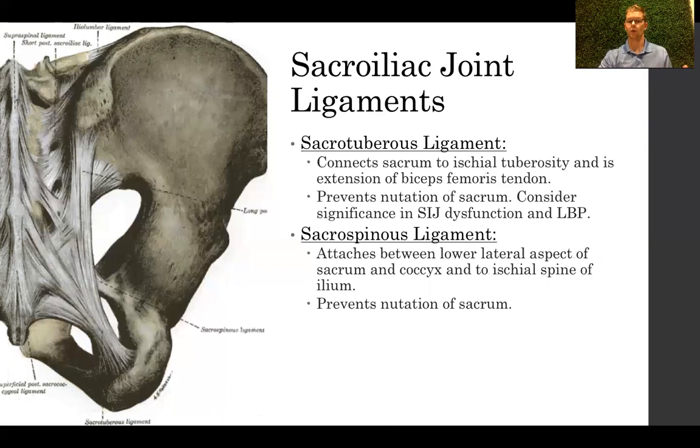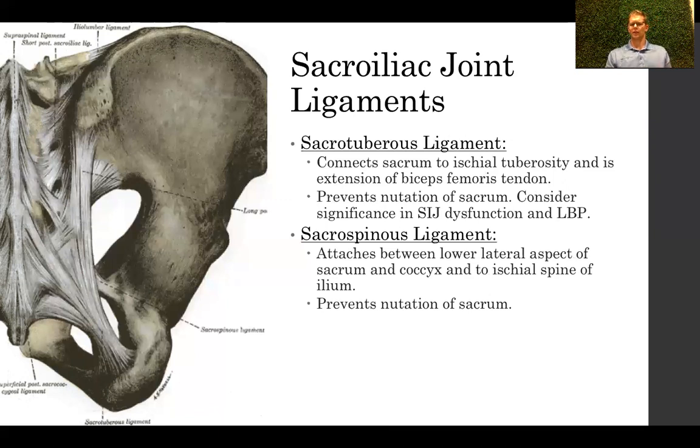Next, we have our sacrotuberous and sacrospinous ligaments. The sacrotuberous ligament, as you can see at the very bottom of the picture here, connects the sacrum to the ischial tuberosity, and it also is an extension of the biceps femoris. So that tendon transitions from ligament through fascia into the lateral hamstring. This ligament prevents nutation of the sacrum. You can imagine if the sacrum is trying to nutate forward, but you have this thick ligament restricting that movement, that's the function of the sacrotuberous.